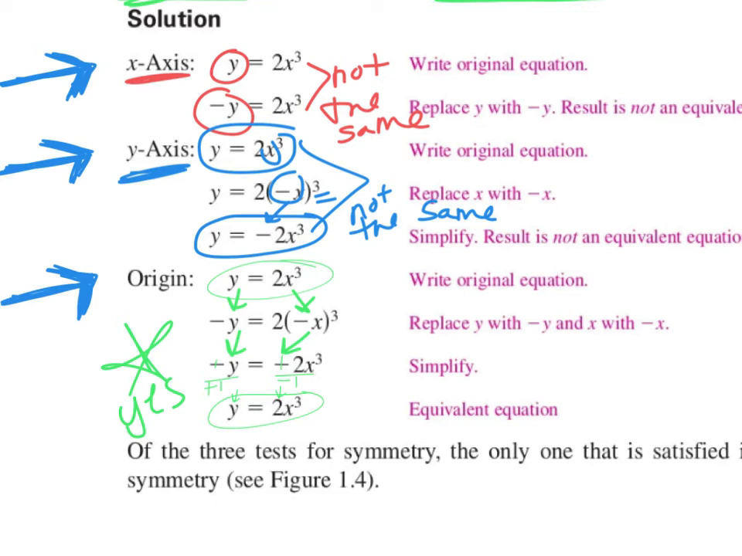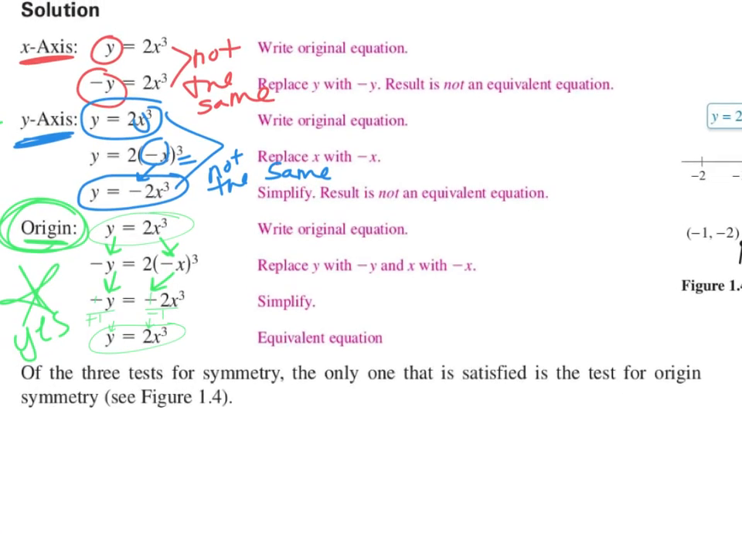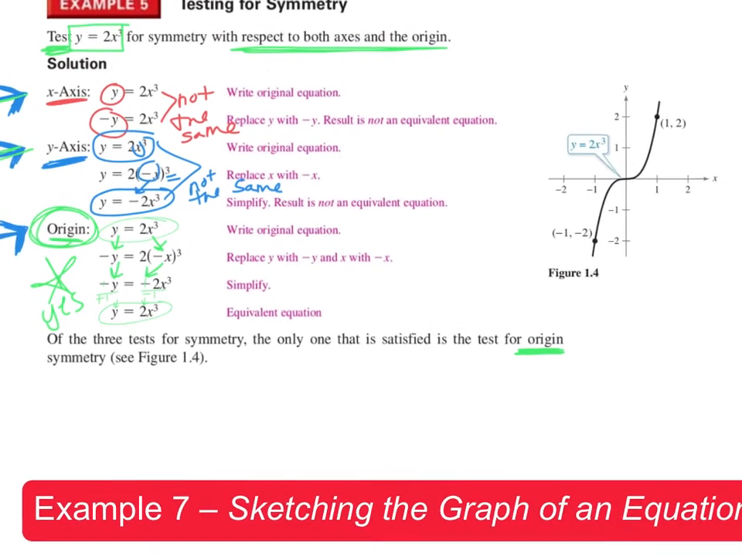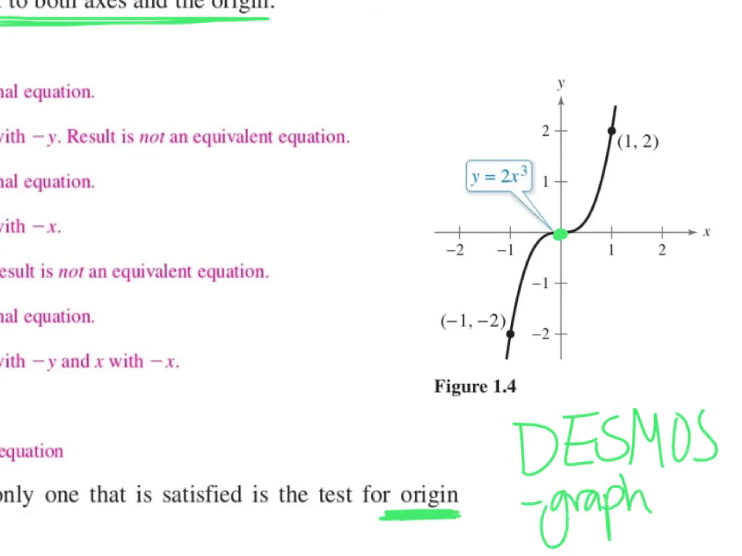So you might be thinking, well, if it's not x and it's not y, how could it be the origin? And that's because it is a different test that we're doing, right? We have to combine the 2 to get the origin, not just take them individually. So it says on the bottom, of the 3 tests for symmetry, the only one that's satisfied is for the origin. Then you can see a graph. That's what the graph looks like. So a good check on these is to use the app called Desmos, because then you can graph and see what your graph looks like, and you can check your answers that way.